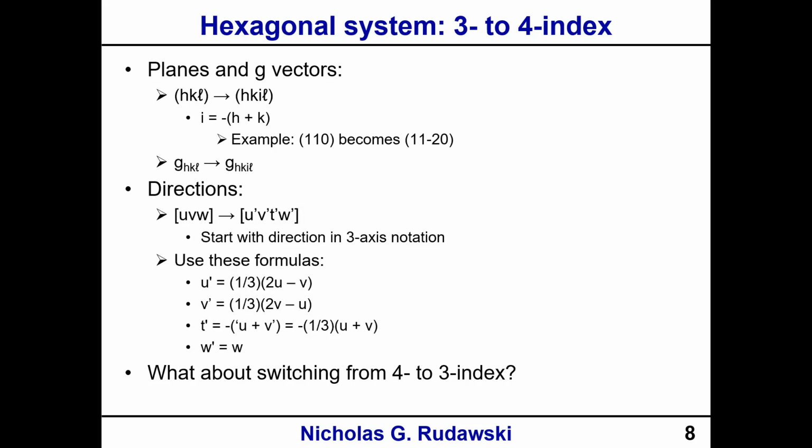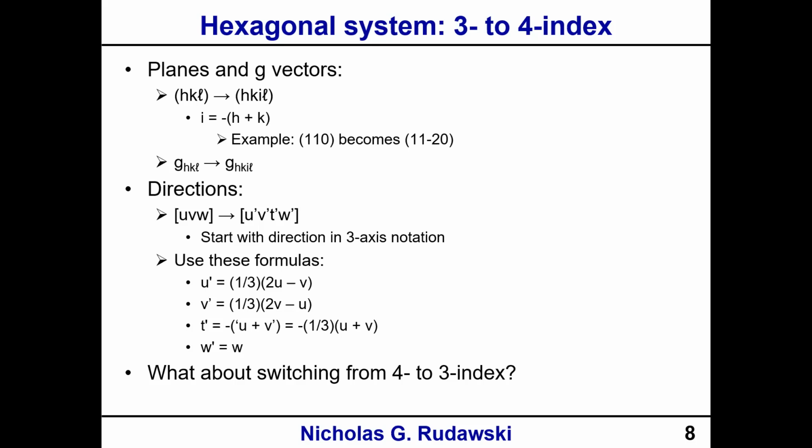To go from UVW to U prime, V prime, T prime, W prime, we have to use these formulas. For U prime, we have 1/3 times the quantity 2U minus V, and for V prime, we have 1/3 times the quantity 2V minus U. T prime is the opposite of the sum of U prime and V prime, or alternatively, the opposite of 1/3 times the sum of U and V. Then W prime is equal to W. And if you have fractions, of course, you have to multiply those through to get rid of them. That we'll see.